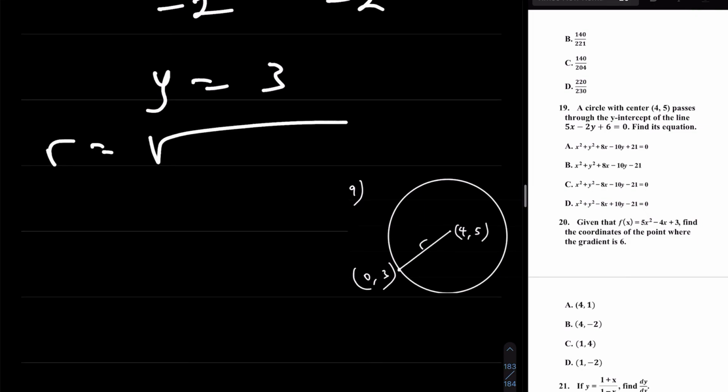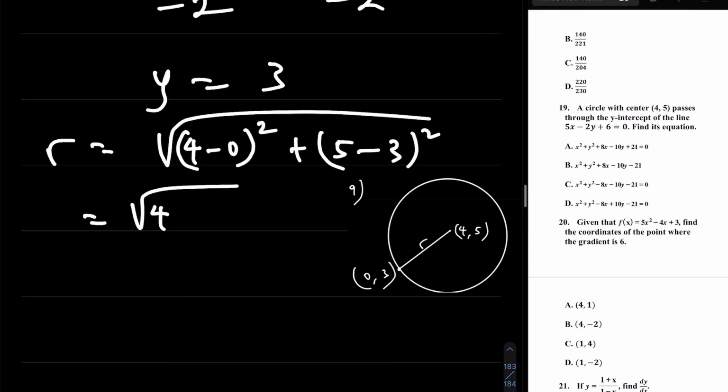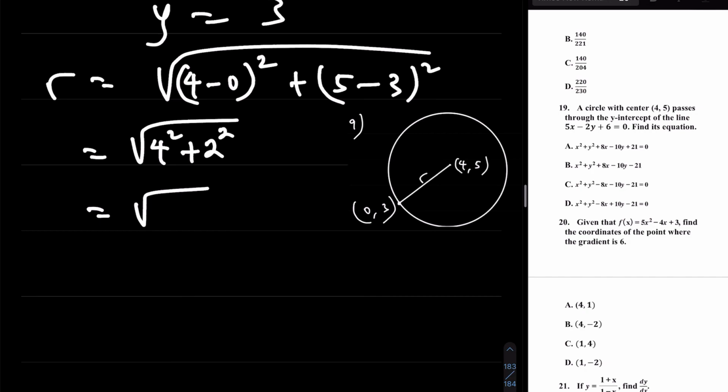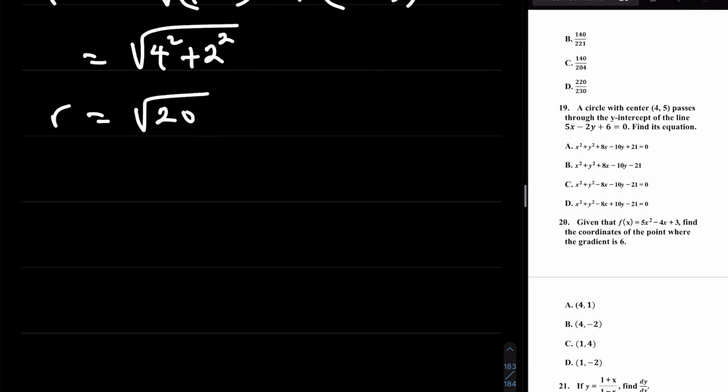r equals the square root of (x2 minus x1) all squared, that's (4 minus 0) squared, plus (y2, which is 5, minus y1, which is 3) all squared. That simply means the square root of 4 squared, since 4 minus 0 is 4, plus 2 squared, since 5 minus 3 is 2. So that's the square root of 16 plus 4, which is 20. So r equals root 20. Now we can find the equation of the circle.